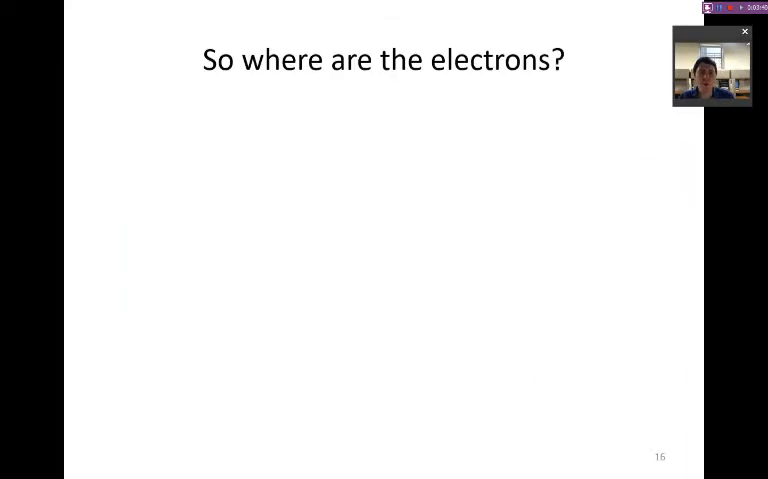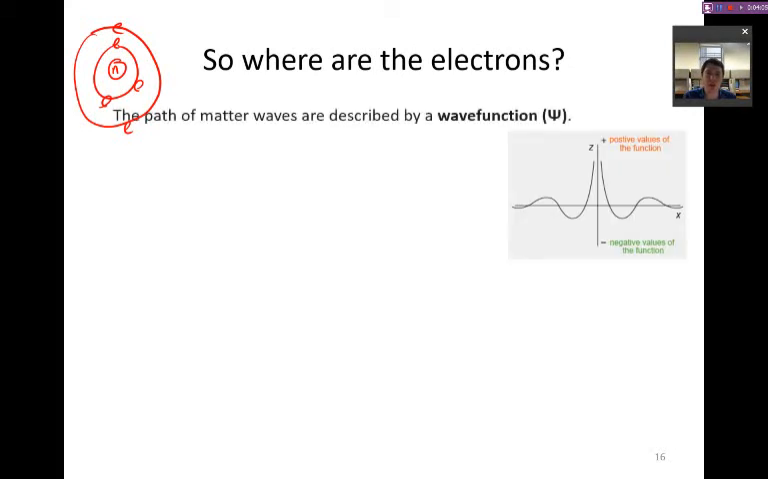So if an electron is a wave, then where are they? We talked about earlier how the Bohr model described our nucleus and then these electrons that are orbiting around the nucleus. Well, if an electron is a wave, then it's not at a particular location. It's spread throughout. And so we have to think of a different way of talking about electrons and their locations.